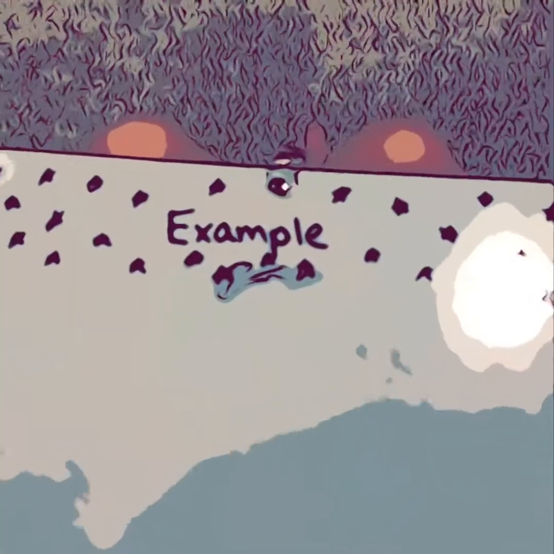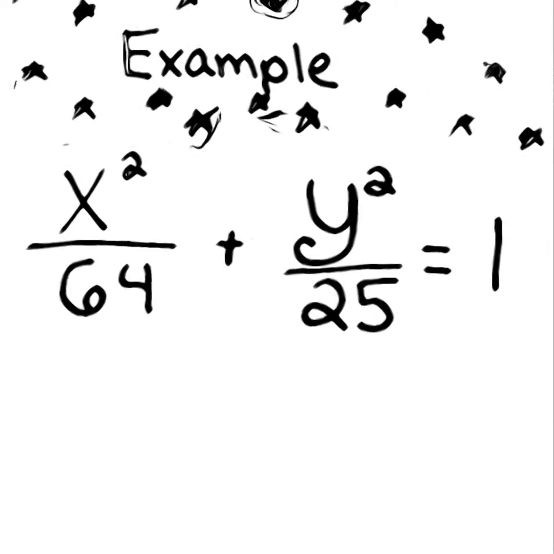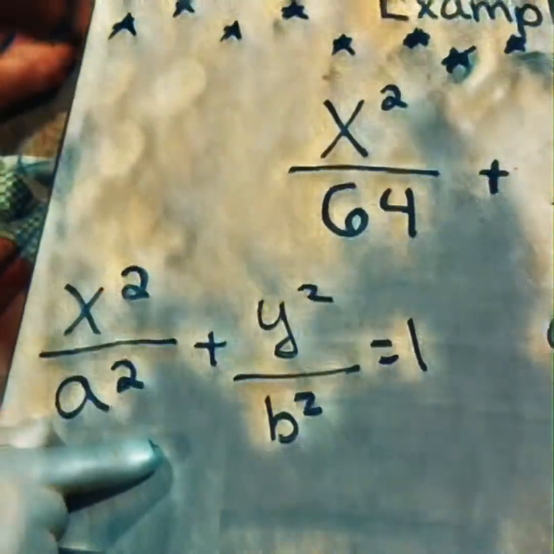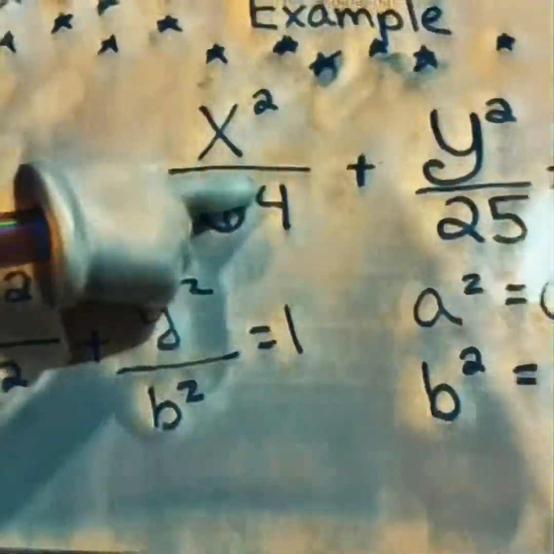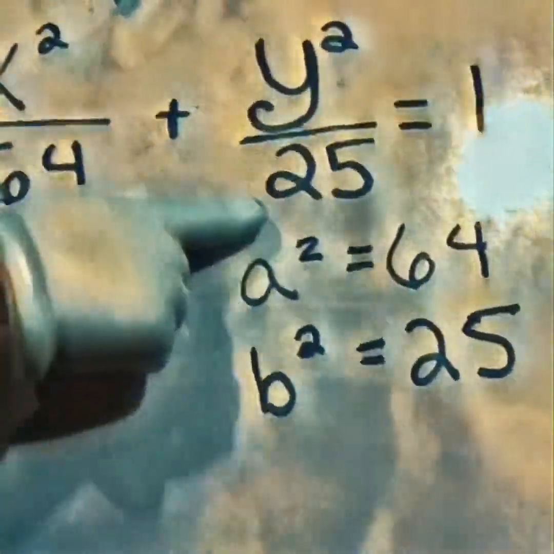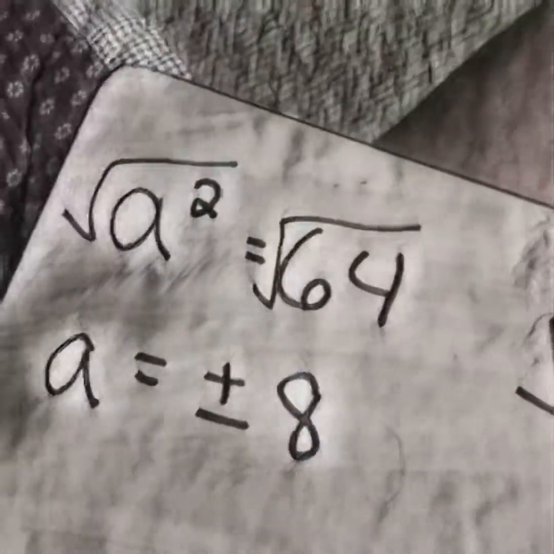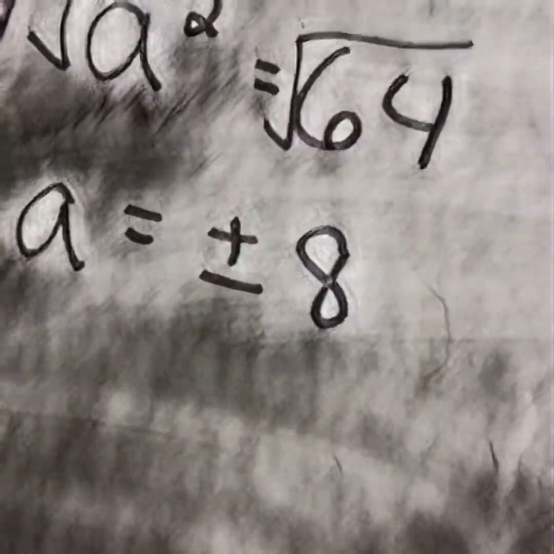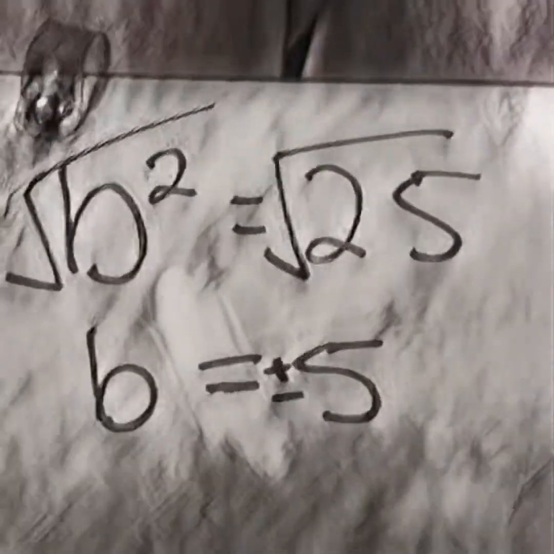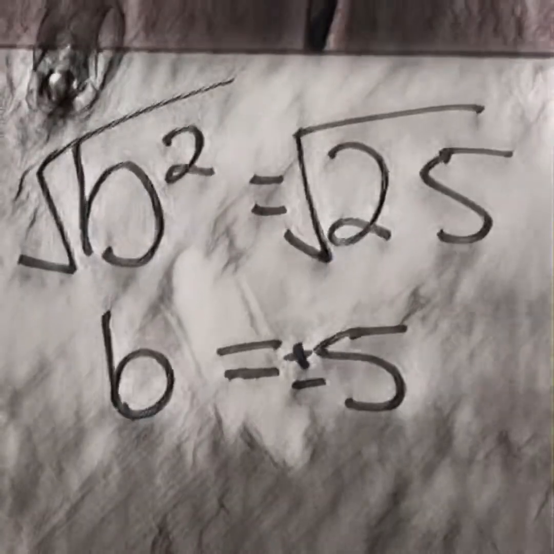In the ellipse with this equation, 2a is the length of the horizontal axis and 2b is the length of the vertical axis. This is our example. This is the standard form equation, so you can get 64 equals a squared as shown here, and 25 equals b squared shown here. If you solve it, you will get plus or minus 8 for a and plus or minus 5 for b.